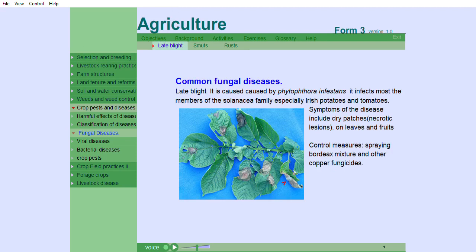Common fungal disease: late blight. It is caused by Phytophthora infestans. It infects most of the members of the Solanaceae family, especially Irish potatoes and tomatoes. Symptoms of the disease include dry patches or necrotic lesions on leaves and fruits. Control measures: spraying Bordeaux mixture and other copper fungicides.